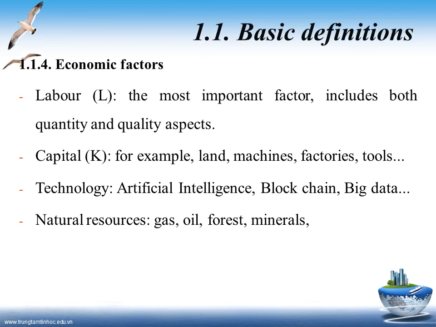The last subcontent is factors of production. There are four factors of production: labor, capital, technology, and natural resources. Labor is the most important factor, including both quantity and quality aspects. Capital is not something like London or Hanoi. Capital is, for example, land, machines, tools, factories. Technology includes artificial intelligence, blockchain, or big data. Natural resources include gas, oil, forests, or minerals.